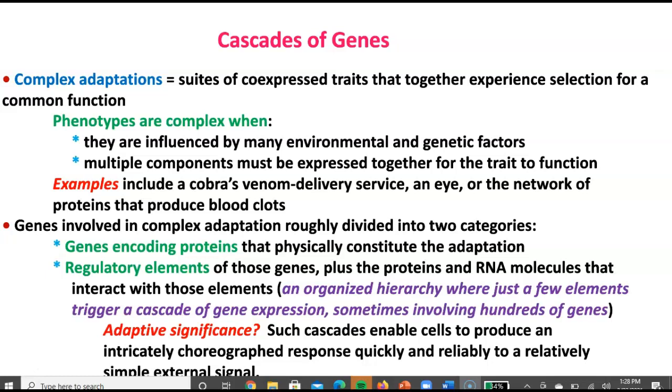So genes involved in complex adaptations, we can basically divide them into two different categories. We can take the genes and say, okay, they're either genes that are encoding specifically for proteins that physically constitute the adaptation. These proteins are important for making this physical trait, this phenotype. And then we also have genes that are regulatory.